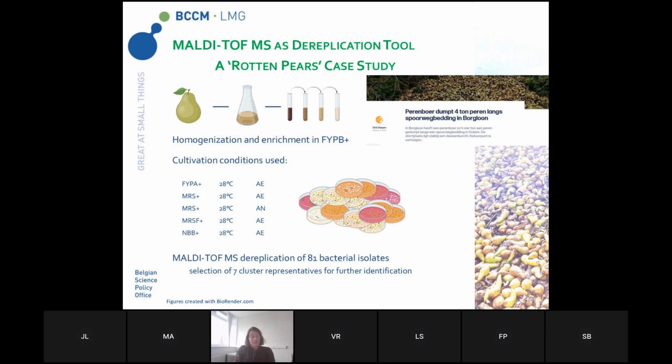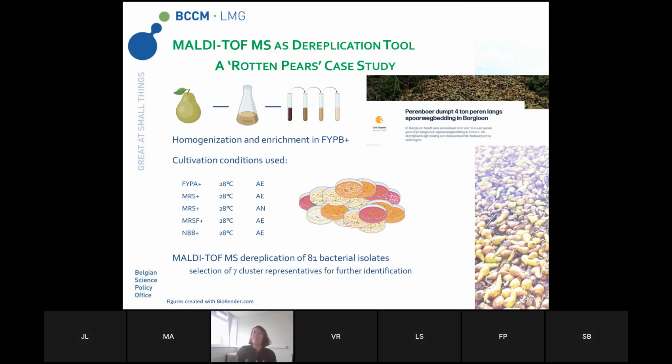So I would like to sum up the presentation with 2 very small scale studies. So it's not thousands of isolates, but it's just to show you the principle of how we are working at this moment, to find novelty in certain interesting sources.